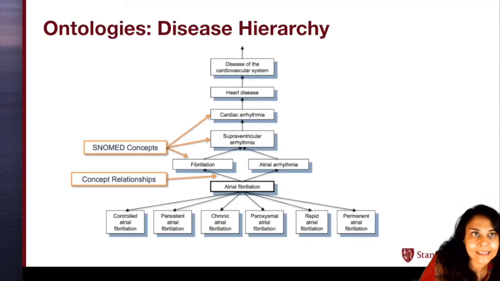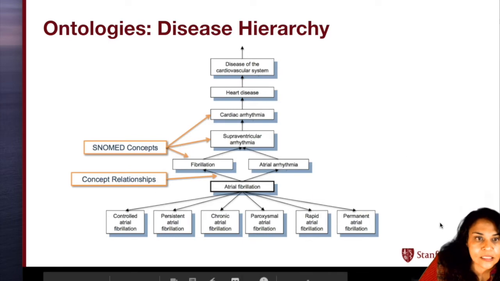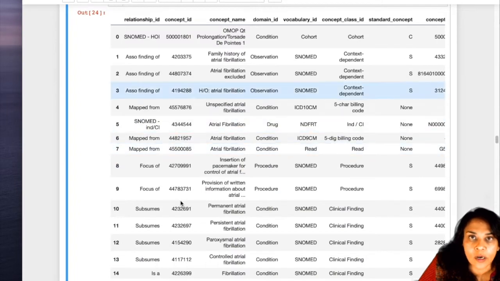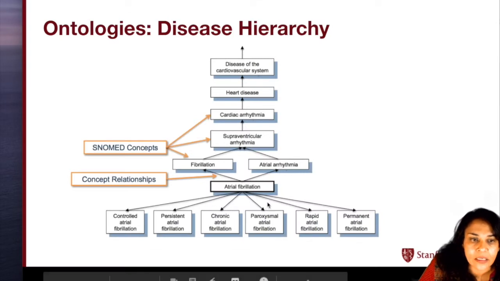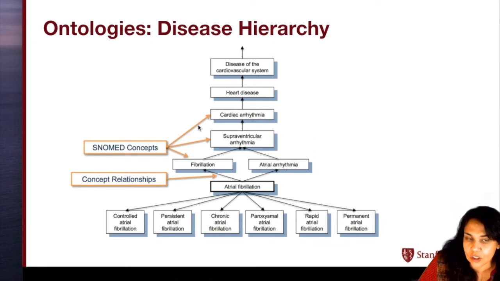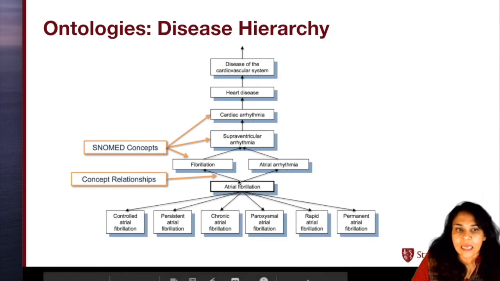Let's go back to the slide deck. And here you can see, essentially, this is just a visual representation of what this is. This is showing the relationships with atrial fibrillation, and this is the disease hierarchy. So atrial fibrillation is a fibrillation. It is a supraventricular arrhythmia, which is a cardiac arrhythmia, right? So this is the parent of this. Heart disease is the parent of all of them. So these are almost like umbrella concepts.